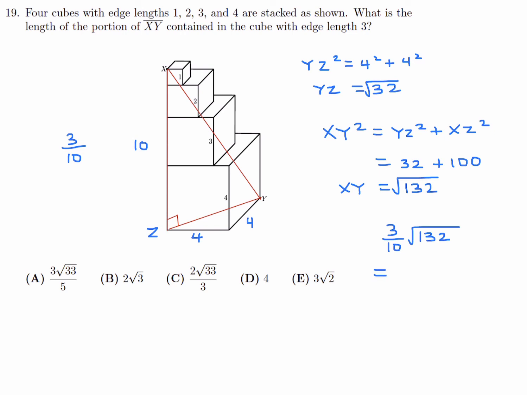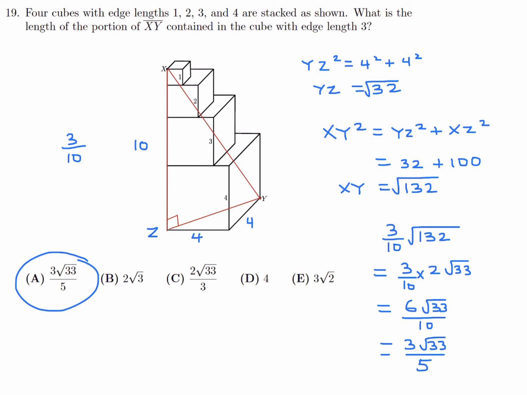And root 132 is what? It divides through by 4. So 2 times root 33. And then 3 over 10 like that. So that's 6 root 33 over 10. Lowest terms, top and bottom by 2, 3 root 33 over 5. And that is A for number 19.